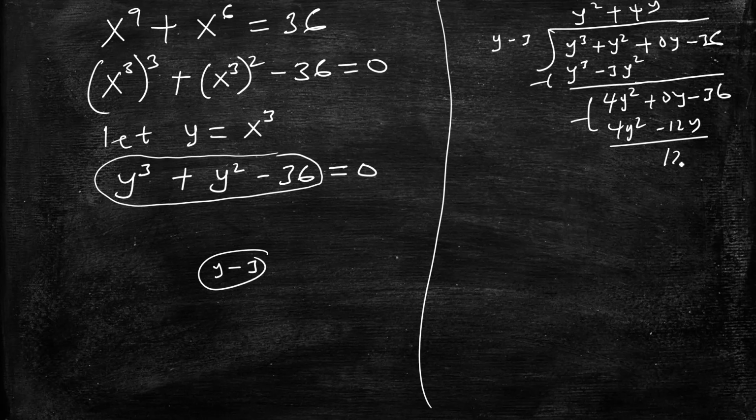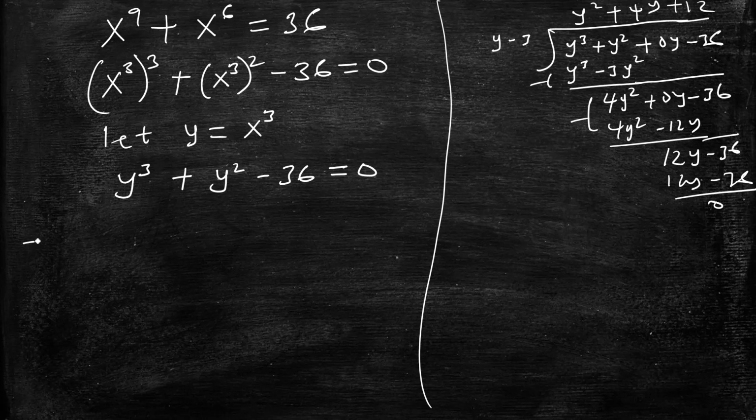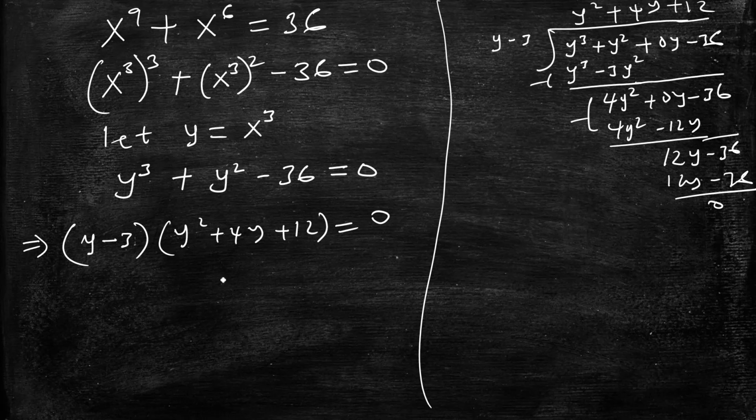y into 12y is 12, so we have plus 12. So we have 12 times y, 12y times minus 3 is minus 36. So we have 0. So we can say that y minus 3 multiplied by the result here, y squared plus 4y plus 12, equal to 0. Okay, so we need to provide the right solution of this.